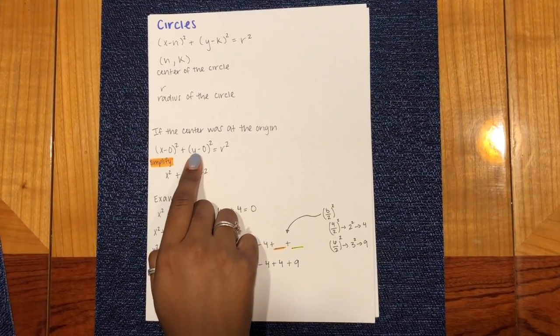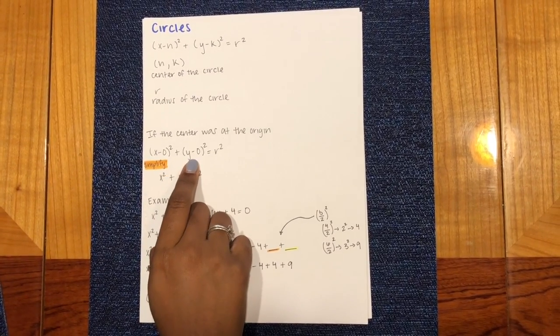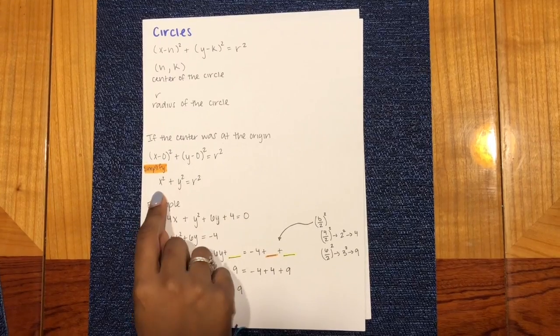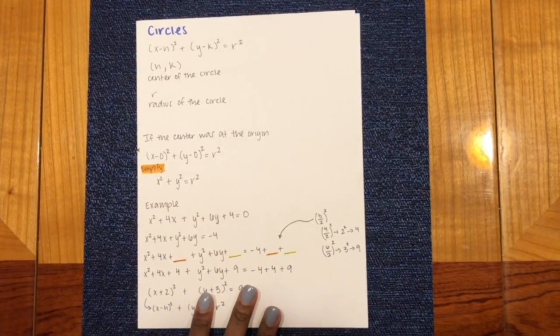So if our center was at the origin, our equation would look like this: (x - 0)^2 + (y - 0)^2 = r^2. And if we simplified that, we'd get x^2 + y^2 = r^2.